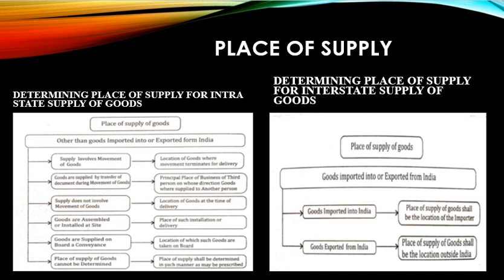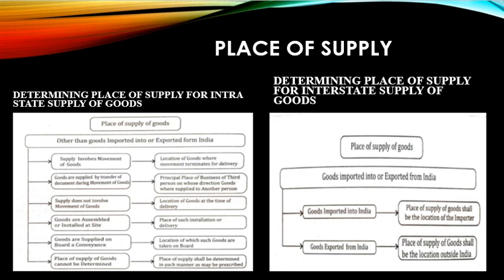So under place of supply, we will be determining at which place the supply is actually made and what kind of GST will be imposed on it. Place of supply is basically decided to know whether it is intrastate or interstate. Based on that, the GST will be imposed on the supplies which are made.